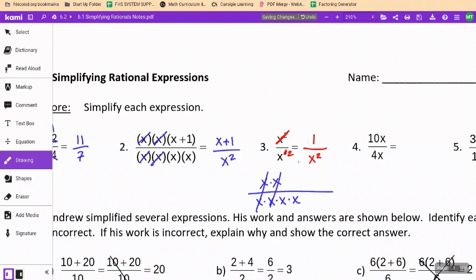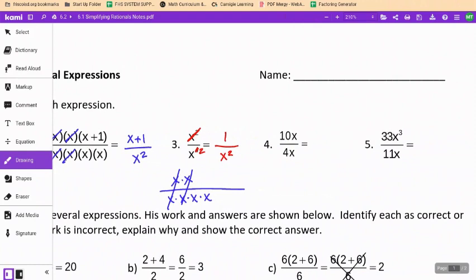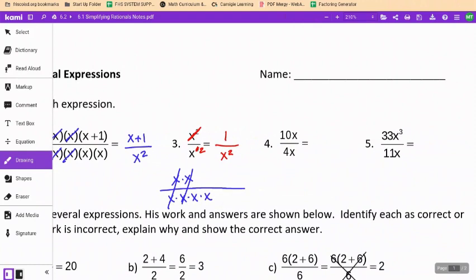So when everything cancels in either the numerator or the denominator, so everything canceled here in the numerator, it just simplifies to 1. All right, and then in number 4, we have the number part that we need to simplify. So 10 and 4. So 2 goes into both those numbers. So 2 goes into 10 5 times. 2 goes into 4 2 times. And then I have my variables that I need to take care of. So x over x cancel or simplify. And so my final fraction is 5 over 2.